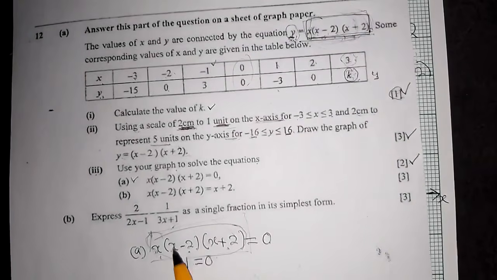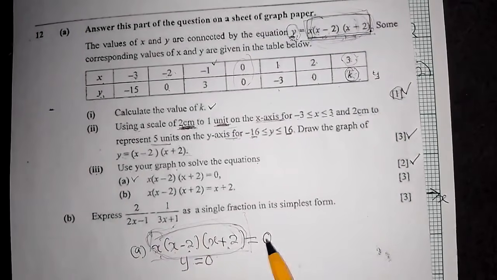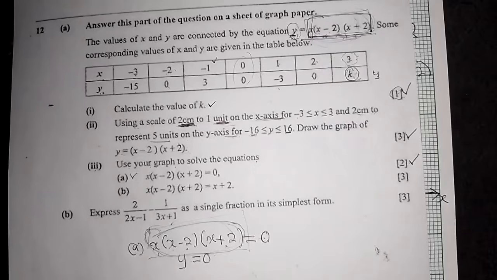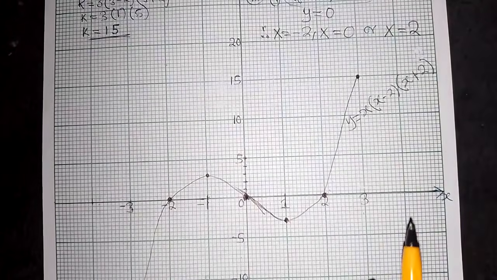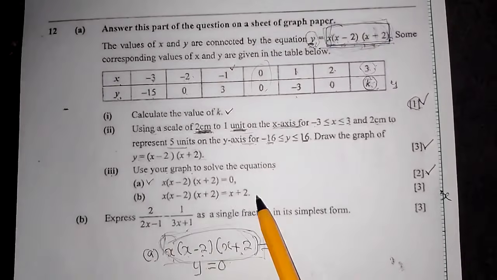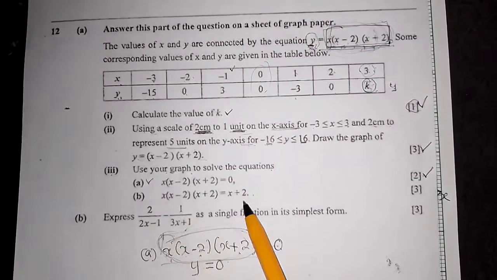Then I know that, okay, this whole expression is y. So y is equal to what? 0, like this. This is what I'm supposed to do. So I'm done with that equation. I move to this one. I move to this other one. Okay, let me move to this other one.